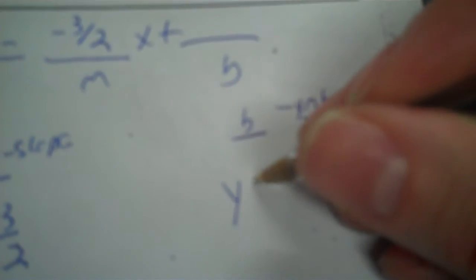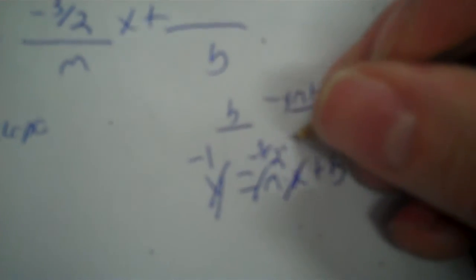Then B, y equals M times x plus B. So the M is negative 3 over 2. And then negative 1 is y, and then 2 is x. So B plus negative 3 over 2 times 2, that's negative 3. And we add 3 to both sides. Negative 1 plus 3 is 2, 2 equals B, so you put 2 up there, and that's your answer.